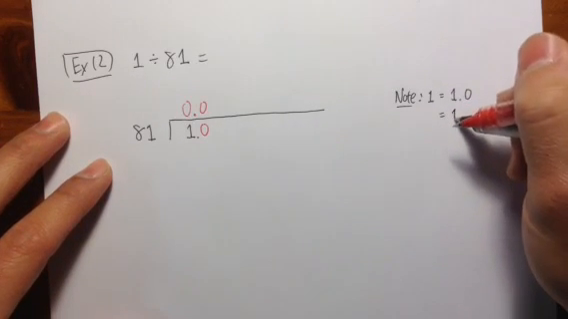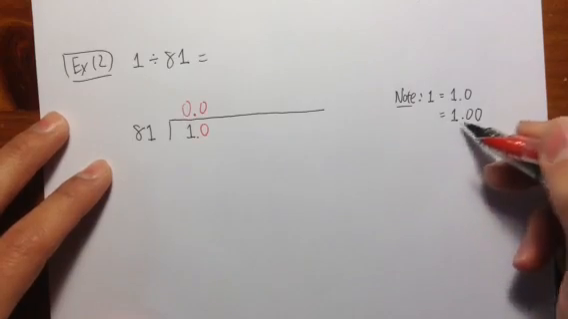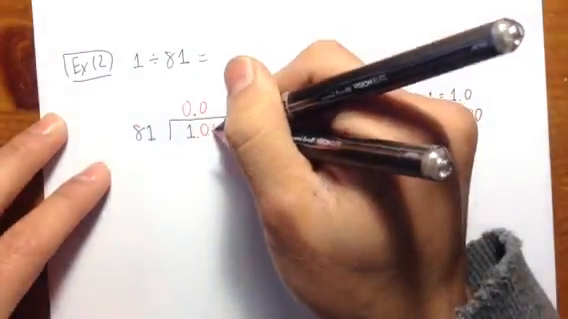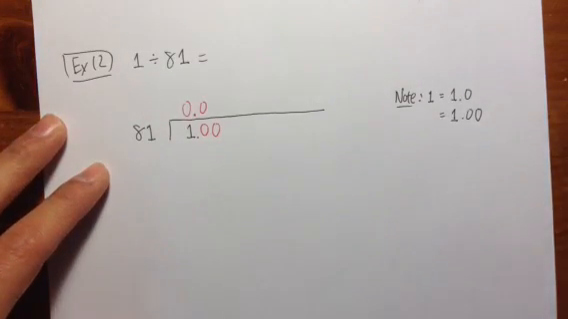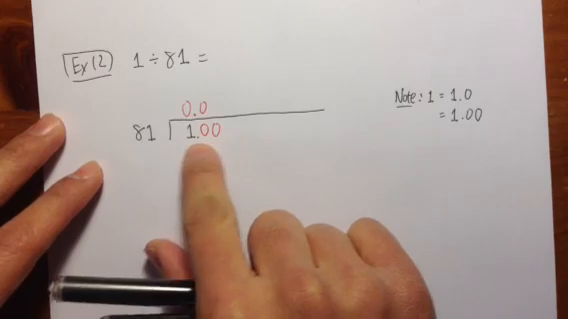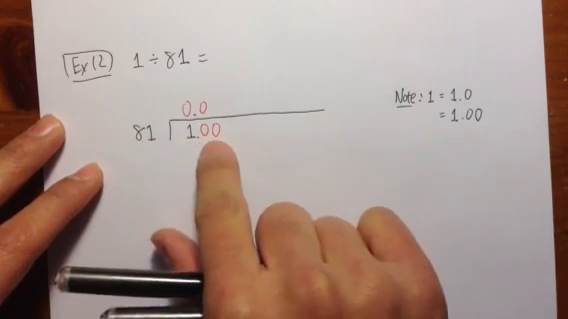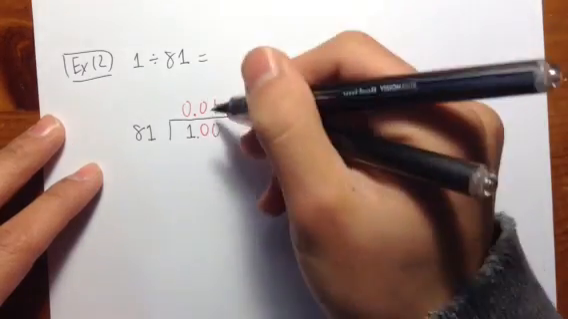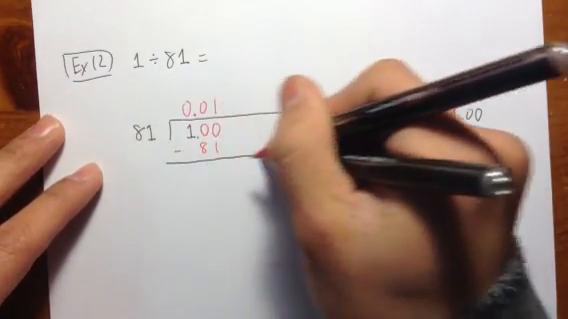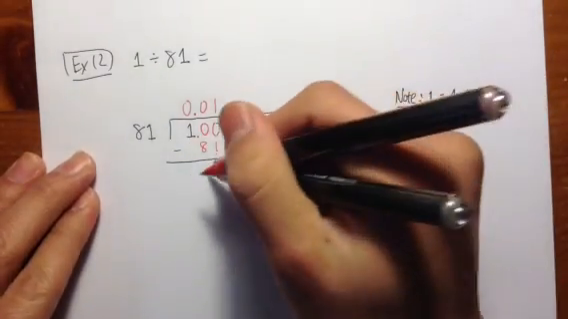And it looks like we need more zeros after the decimal place. That's okay, because 1.00 is equal to 1. I'm going to put another 0 right here. Now I have 81 and 100. I'm looking at this number as a 100. 81 goes into 100 once. 1 times 81 is 81. And we're going to subtract. So 100 minus 81, you get 19.